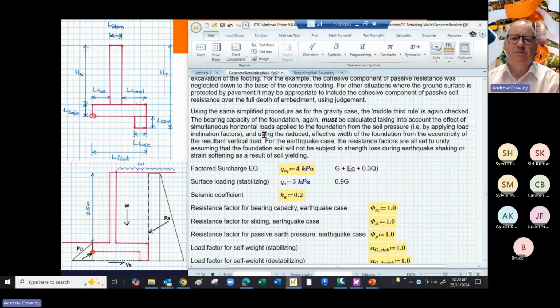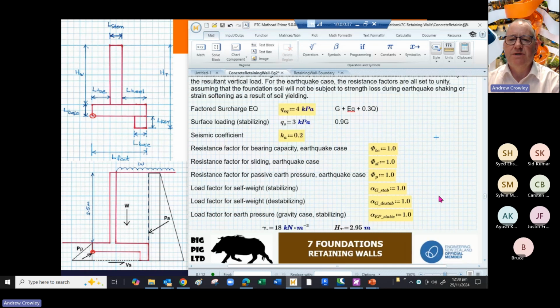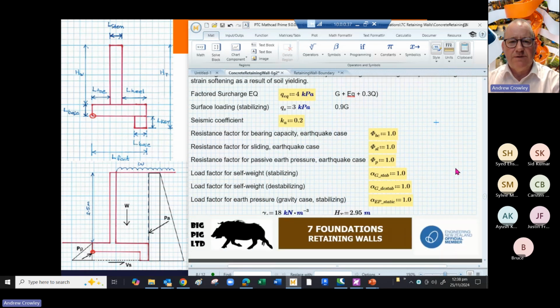Again, we check the middle third rule, and then when our surcharge is actually stabilizing, we're using 3 kPa. For the factored surcharge case, where it's destabilizing, we're taking an earthquake load case, so we've got a reduced live load for our surcharge. Again, our seismic coefficient is 0.2. Now our resistance factors are all scaled down to 1 because it's an earthquake case.